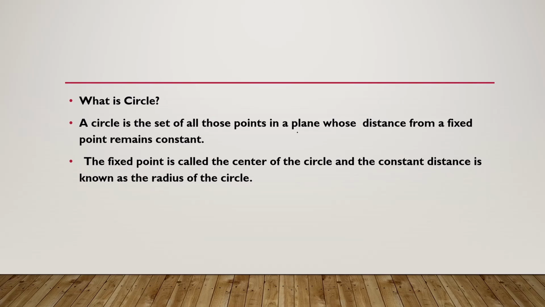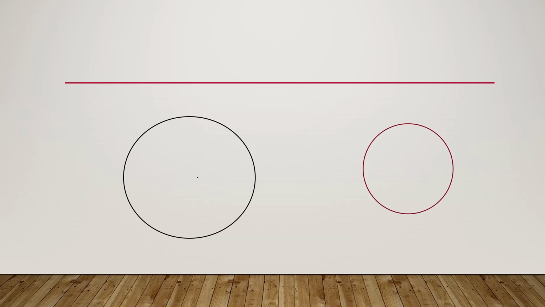So what is a circle? A circle is the set of all those points in a plane whose distance from a fixed point remains constant. The fixed point is called the center of the circle and the constant distance is called the radius of the circle. We will see the figure, then it will be more clear to you.